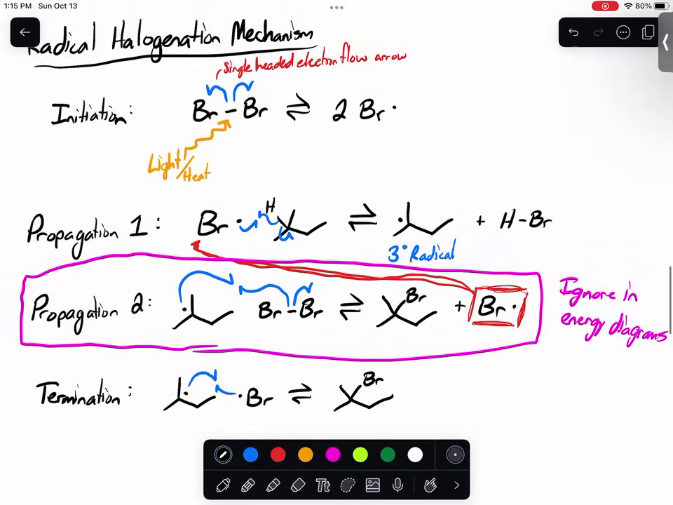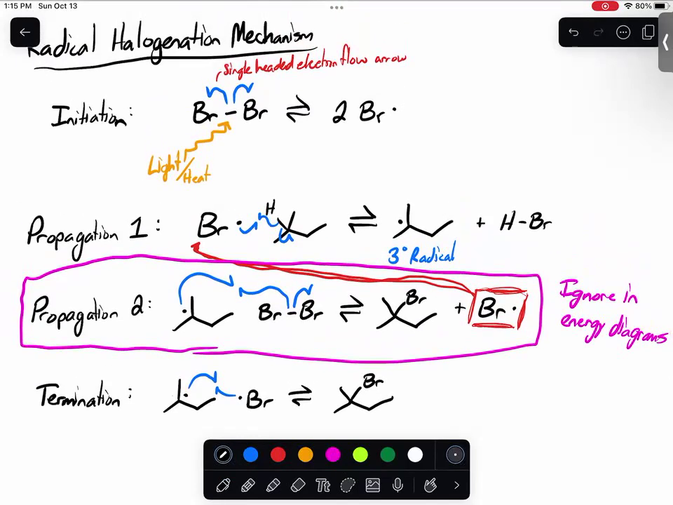So there's technically four steps: initiation, propagation one, propagation two, and termination, right? And you need to be able to know and show all of these steps as they are. Okay? So I will let you know right now, this mechanism will likely be on your exam. Okay? So please make sure that you take the time to actually learn it and understand it.